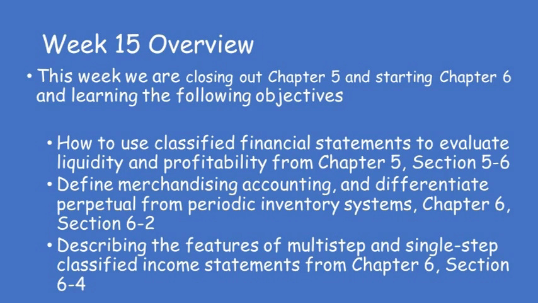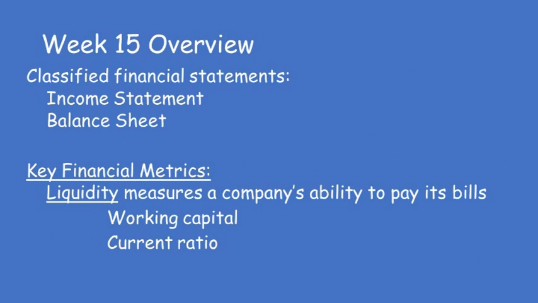That's from Chapter 5. You can check out Section 5-6 on that one. We're going to be defining merchandising accounting and differentiating between perpetual and periodic inventory systems. That's out of the early part of Chapter 6, Section 6.2. And then we're going to be describing the features of multi-step and single-step classified income statements from Chapter 6. That's actually more complicated than what it really is. That's in Section 6-4. Okay, let's talk about these classified financial statements for just a moment.